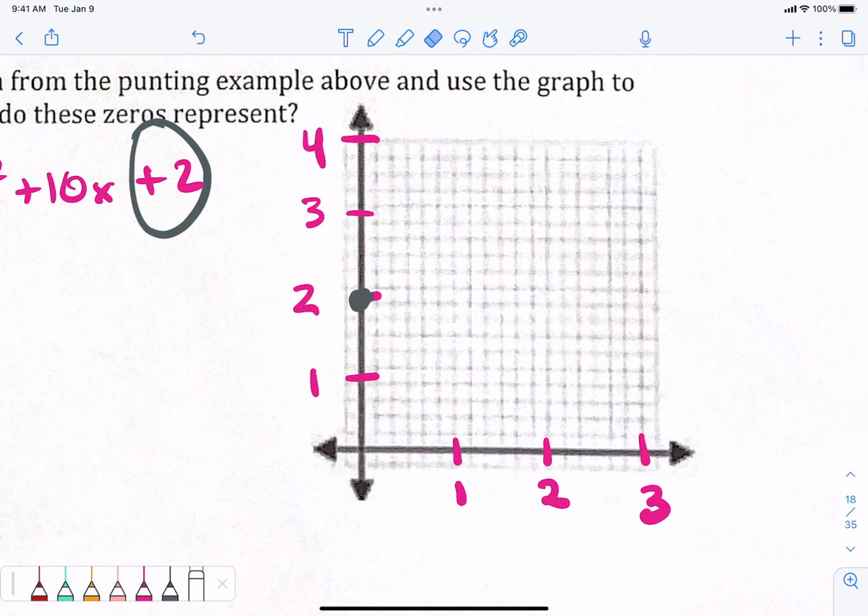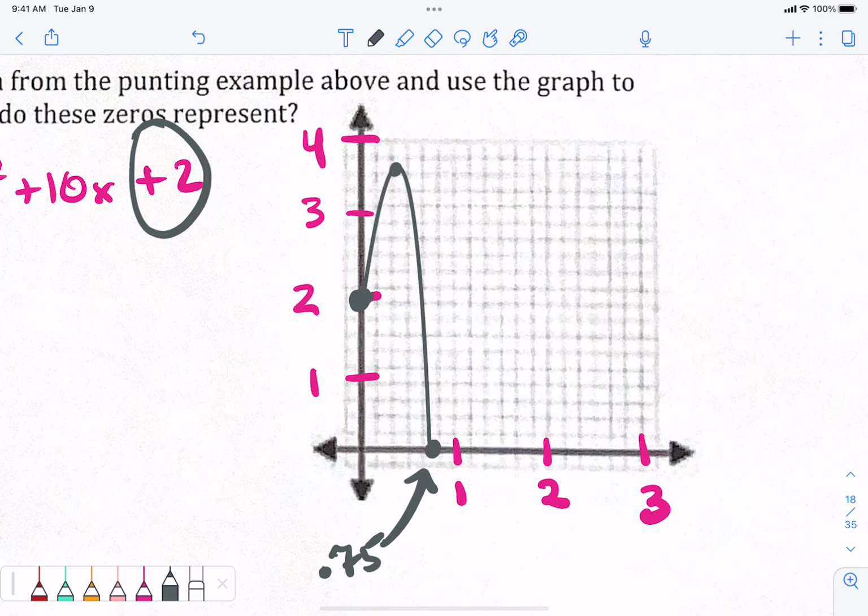It's coming back down and hitting here at about 0.75-ish. This is about 0.75. Okay? And in the middle, it reaches up here at about 3.5. So it's going up, and then it's coming back down like that. That's my parabola.